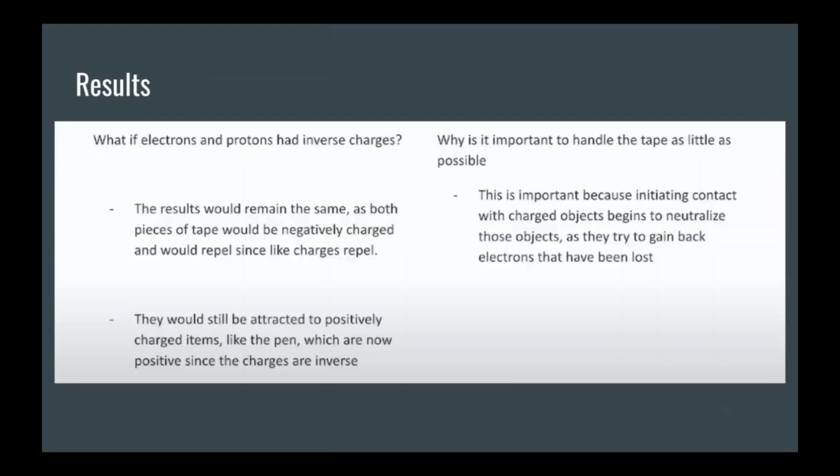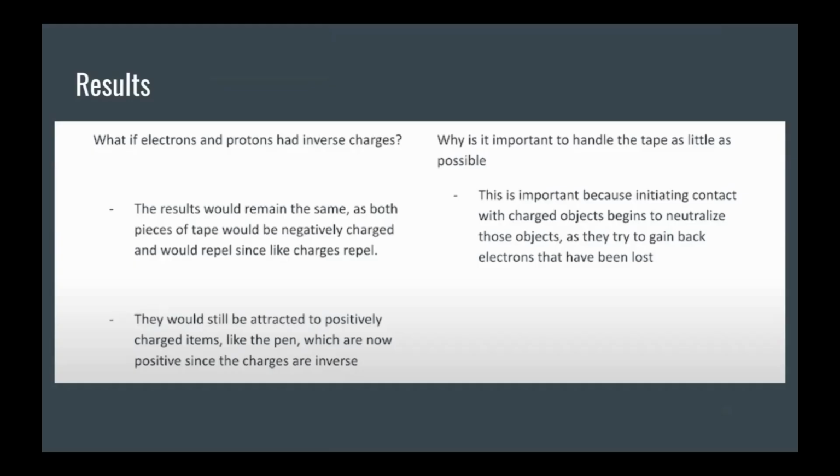And then to answer the discussion questions: what if electrons and protons had inverse charges? The results would remain the same, but as both pieces of tape would be negatively charged, they would repel, since like charges repel. They would still be attracted to positively charged items like the pin, which are now positive since the charges are inverse.